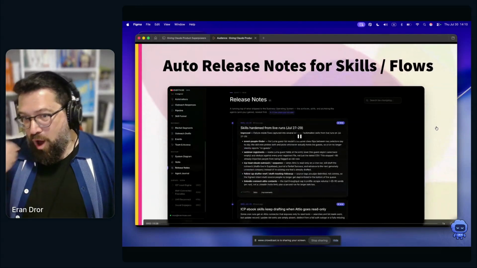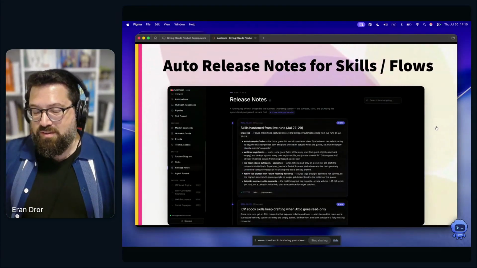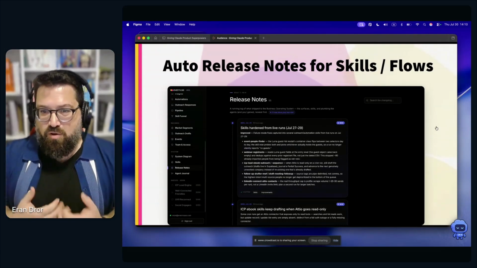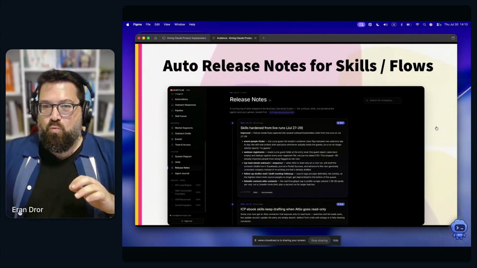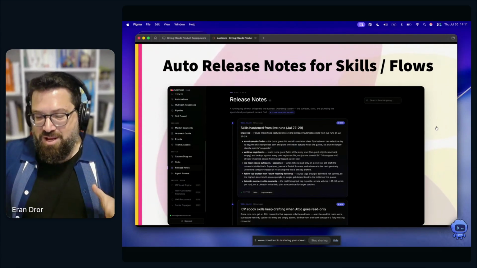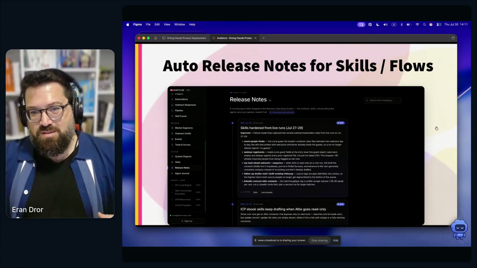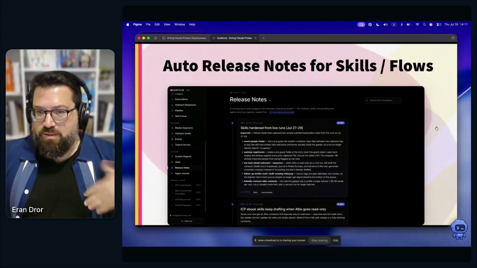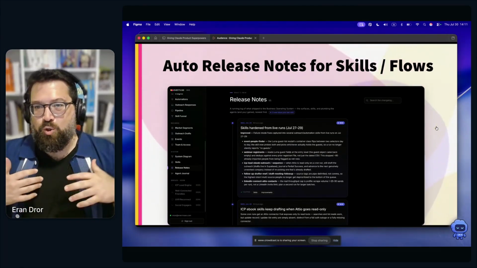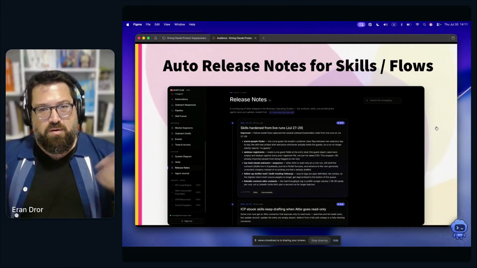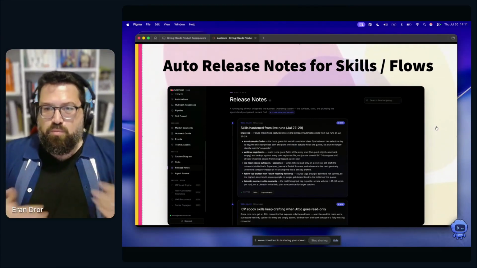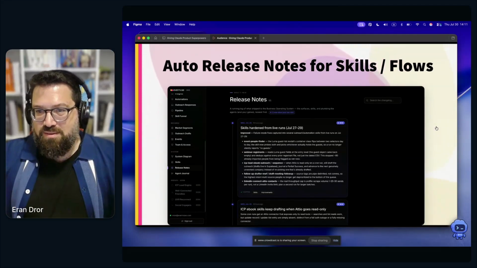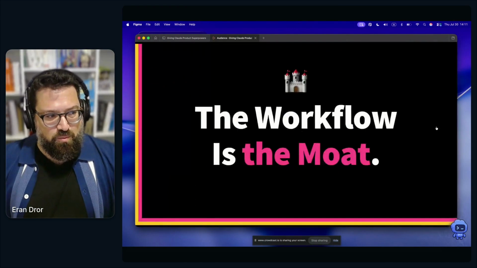And then we also have auto release notes for skills. Whenever a skill changes, or whenever one of our automations changes or our flow changes, we have the agent write a release note to our release notes database, and that's something we can read. So when Zach, my co-founder, improves a certain skill, I just come in and I'm like, oh, cool, that skill improved. Okay, great. And I can know exactly what's happening with the automation. So that's a pretty useful thing that we're doing.